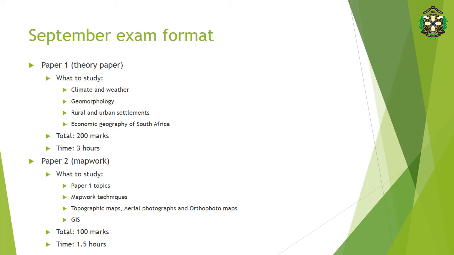Paper 2, a map work paper, will consist of questions from paper 1 topics, as well as map work techniques, topographic maps, aerial photographs, and orthophoto maps, as well as GIS. The total for this paper will be 100 marks, and the length of this paper, 1.5 hours.